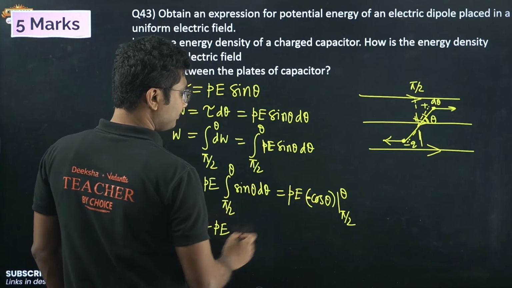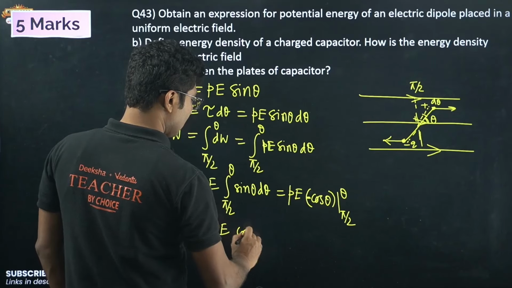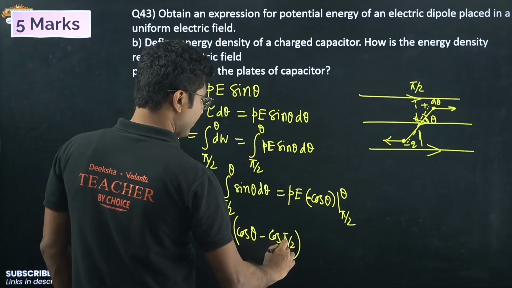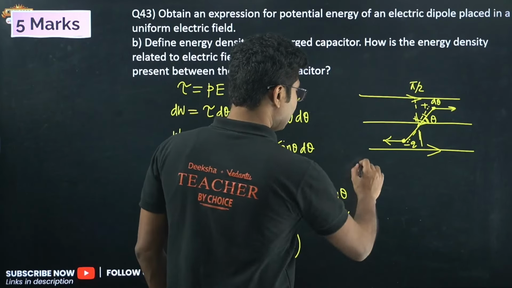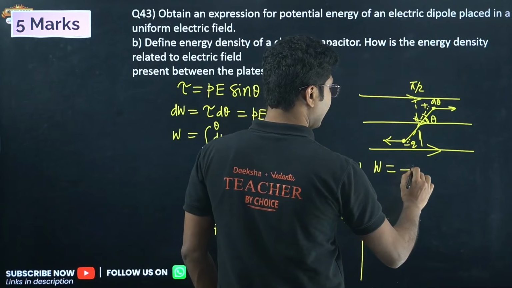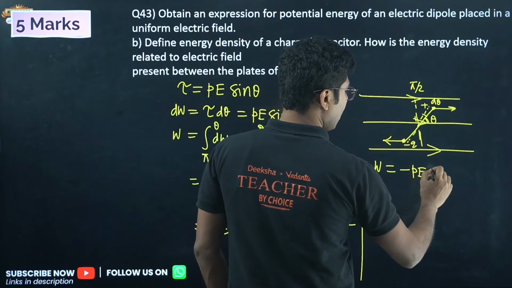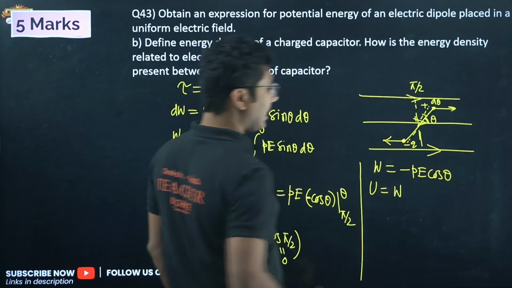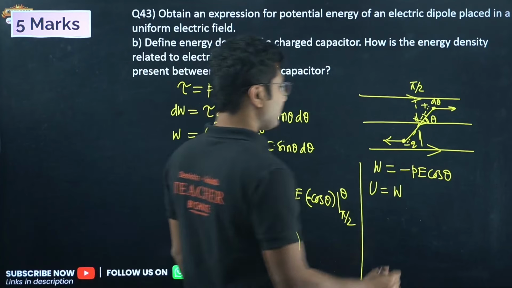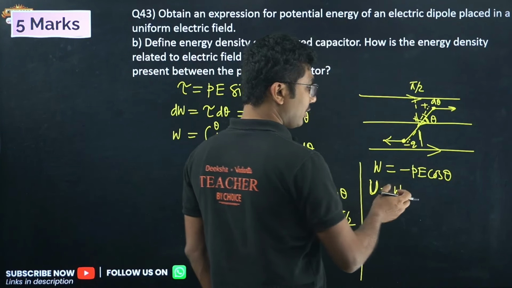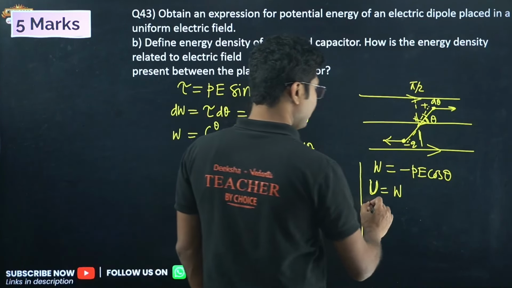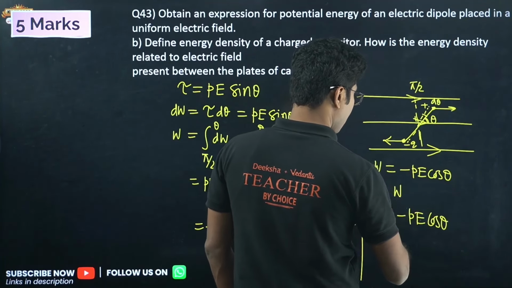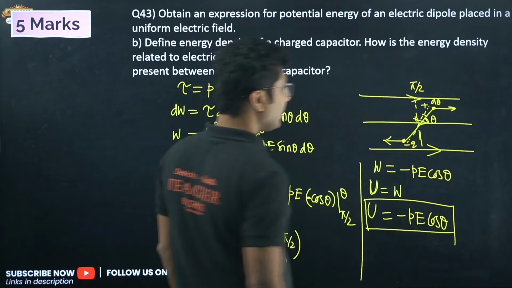The minus sign is common. So we got cos theta minus cos pi by 2. Cos pi by 2 equals 0. So we simply have work done given by minus PE cos theta. Now this work done will be stored as potential energy of the dipole. Potential energy is denoted by symbol U. So the potential energy of the system will be stored because the work is being done. That means the potential energy of the dipole will be minus PE cos theta. So this is the expression for potential energy due to a dipole.